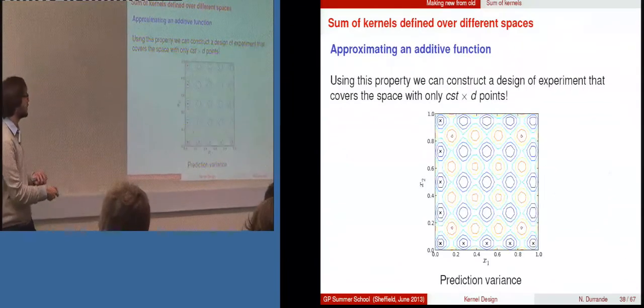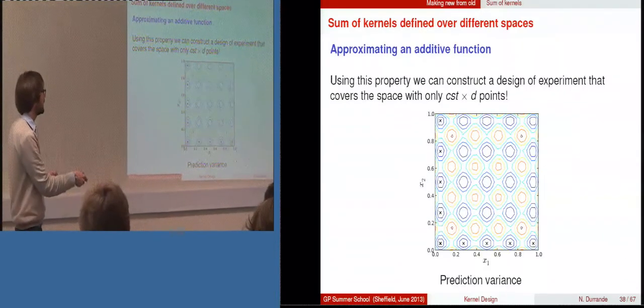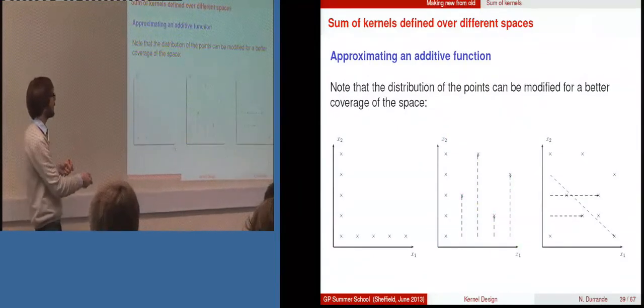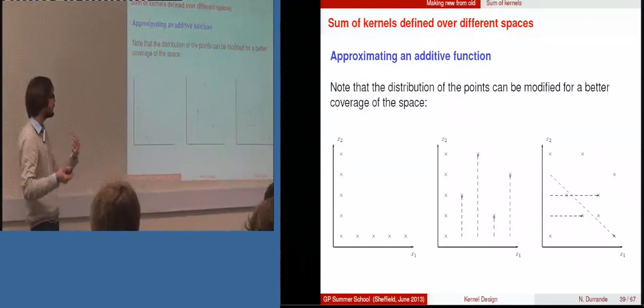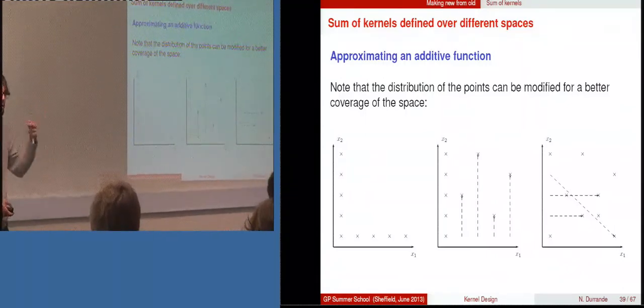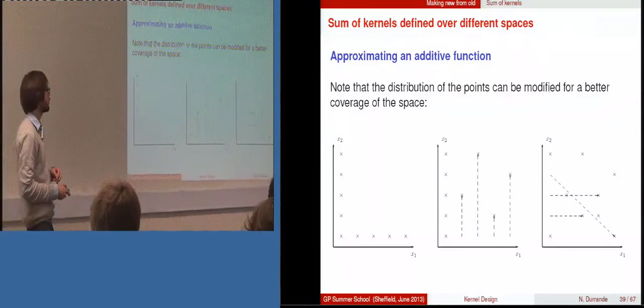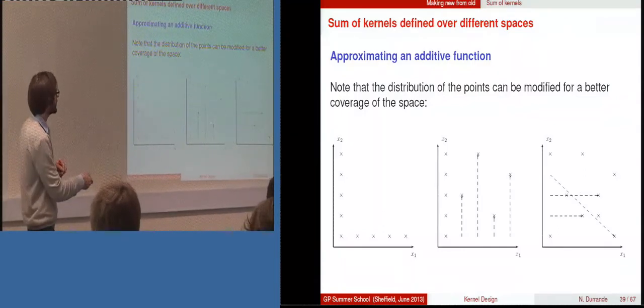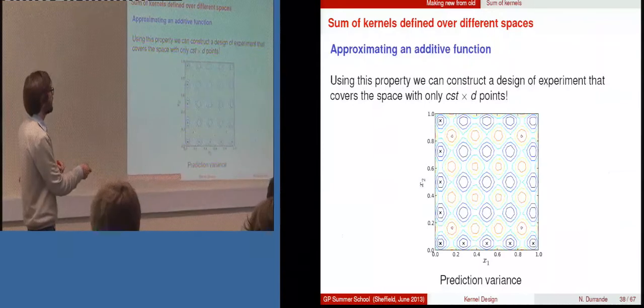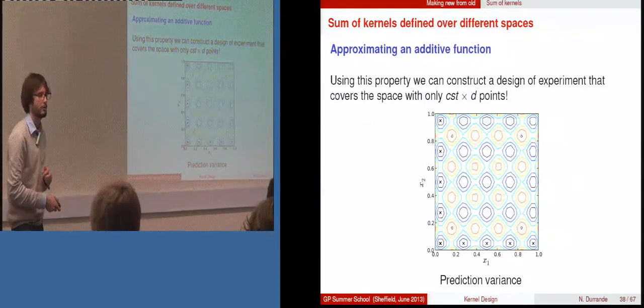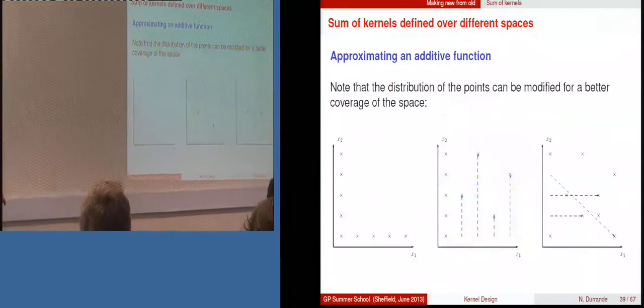So you can modify it. You don't necessarily have to build designs that are focused on the axes. You can have designs that explore the space much better, but that will still give you a very good coverage for the additive component of the function you want to approximate. So for this design, we would end up with exactly the same prediction variance for our model.